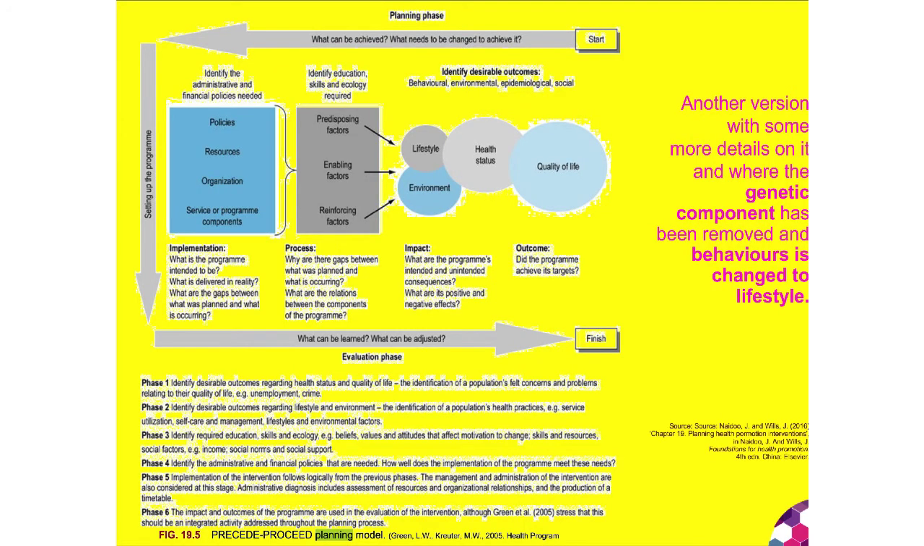This is another version of this diagram, and in this diagram we lose the genetic component, and instead the behaviours component has been changed to lifestyle, but essentially it's the same thing. There's a few more words and descriptions that I think is worth for you to have a look at, and it's found in the Naidu and Wills book that is a core foundation for health promotion.